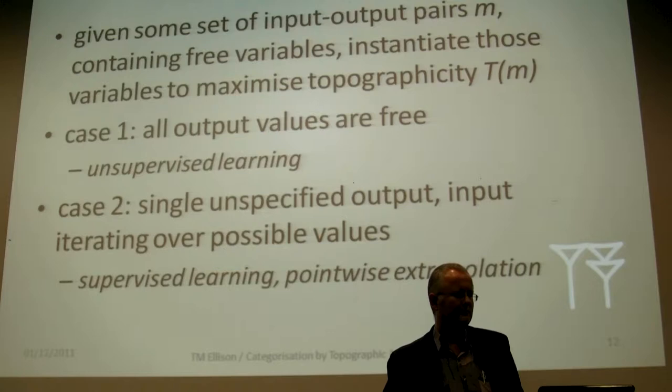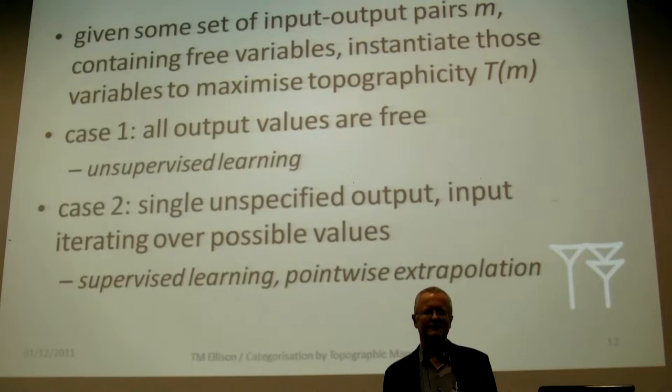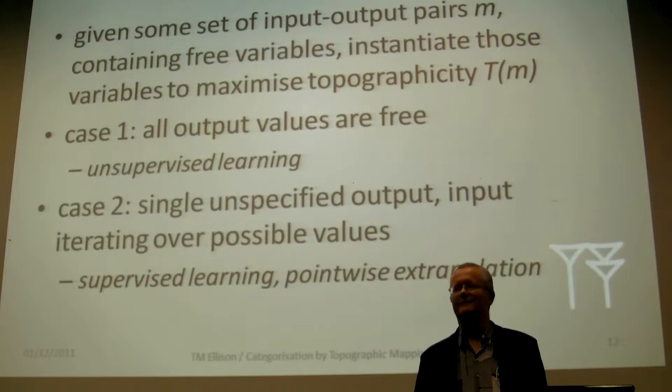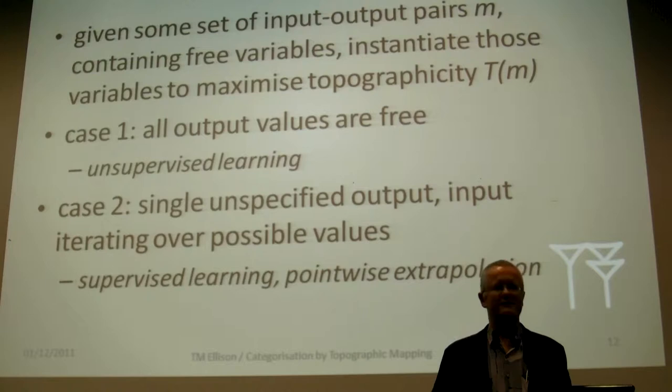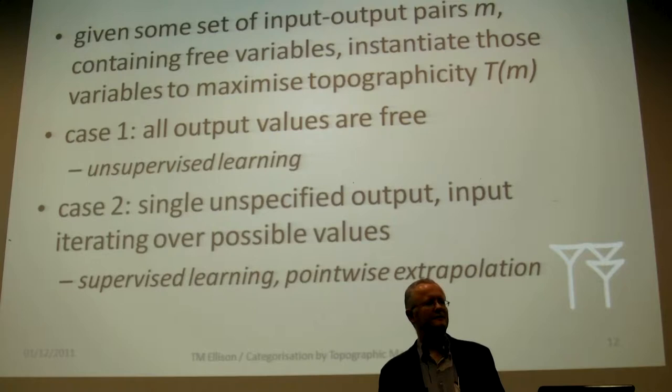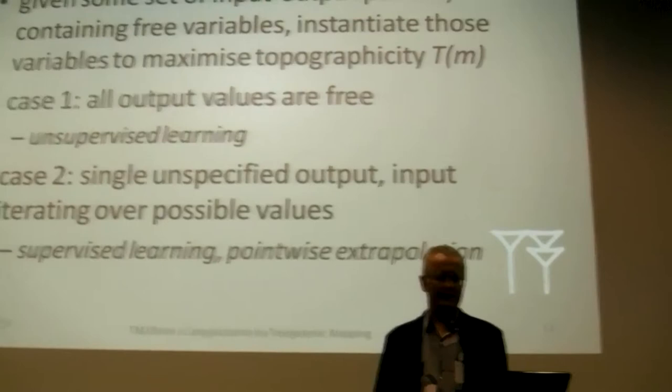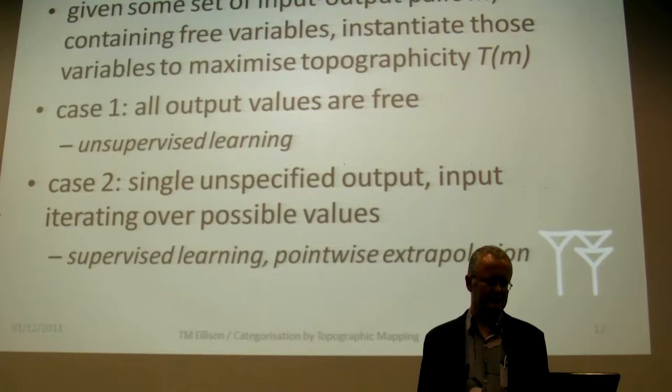We can turn this into a learning method, as those of you involved in machine learning are familiar with, just by attaching it to a search mechanism: if you've got some free variables in your mapping, you instantiate those in such a way as to maximize that measure. You can do it as unsupervised learning, which is like saying, I have no set outputs, the output is free, and the search algorithm should find the best output values for all the possible input values to make the mapping as topographic as possible. Or in supervised learning, you have some output specified for some inputs, and the rest you juggle to make fit. So we're going to consider those two cases.